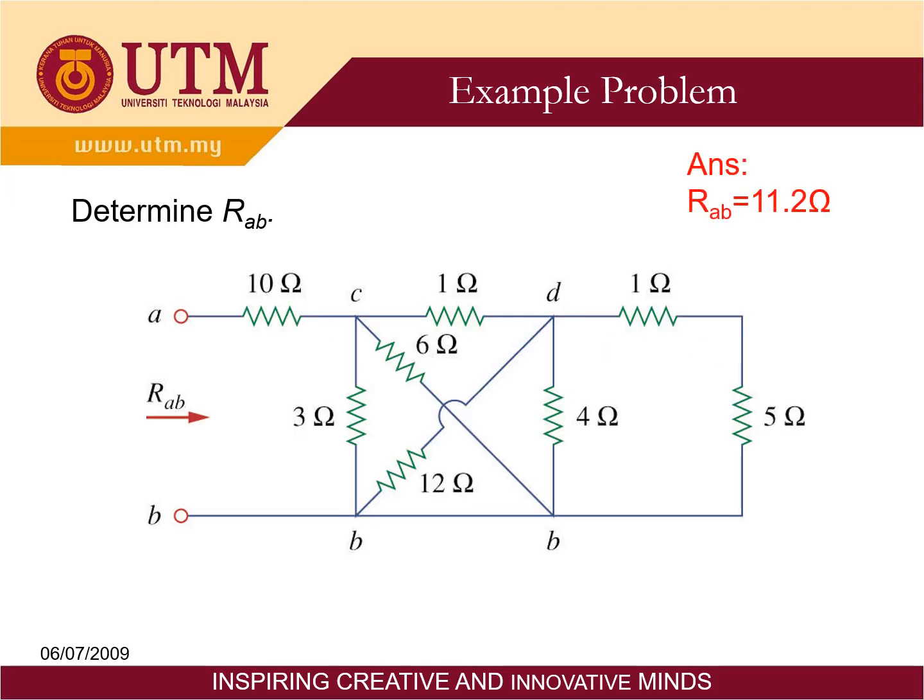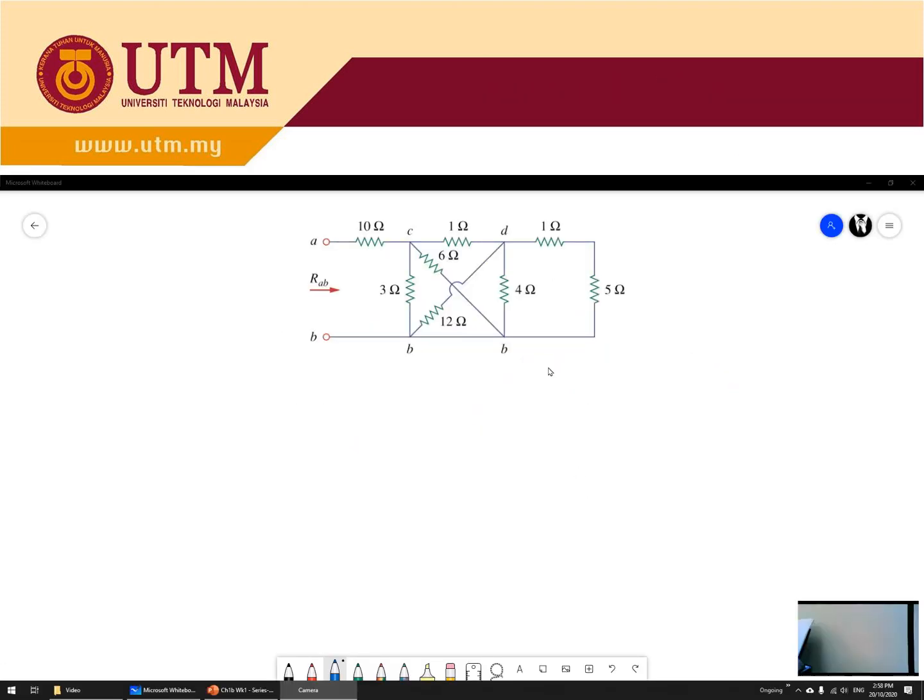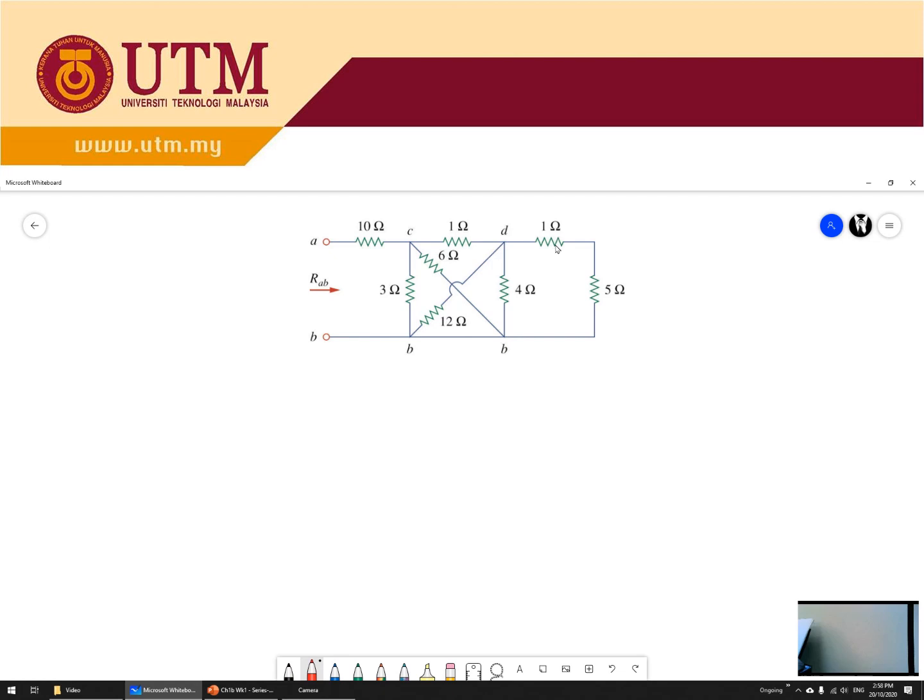Okay, here is another example. This one is a little bit tricky. First, this one is in series. Then this one is parallel. So solve this first. Find the simple one, then solve it. 4 parallel with 1 plus 5. So 4 plus 6.